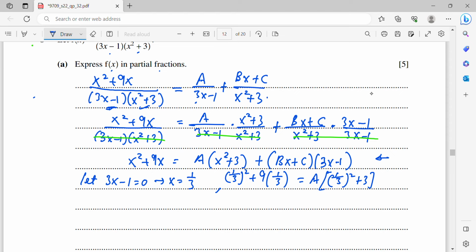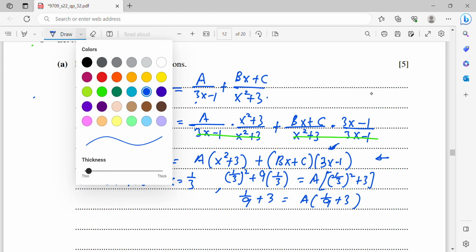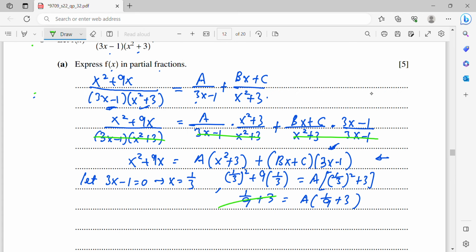But then for the next term, it's going to be 0 because I already let this factor, 3x minus 1, be 0. So for the left hand side, you will get 1 over 9 plus 3 equals a bracket 1 over 9 plus 3. So you will find that it will be exactly the same, so I can cancel off. It means you are dividing the whole equation by these two terms. Now my a is going to be 1.